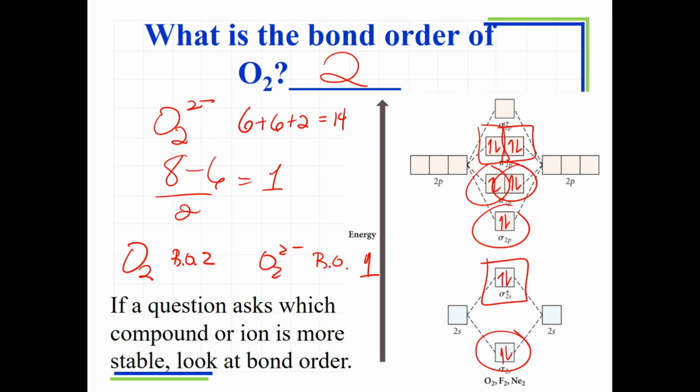If the question says which one is more stable, you would look at the bond order. The bigger the bond order, the more sharing, we thought of it before, but now we're thinking about it: well, we've got more electrons in bonding orbitals than we do in anti-bonding orbitals. The bottom line is the more bonding orbitals you have, the stronger your bond is. The more anti-bonding you have, the weaker it is. So the bigger the bond order, the stronger, or I should say the more stable, the compound.